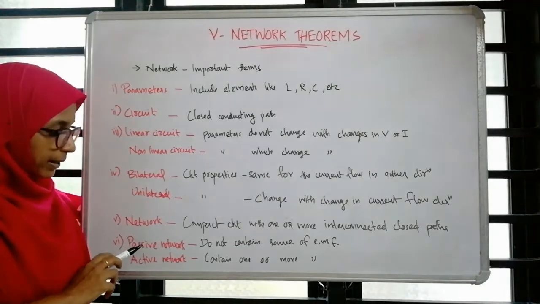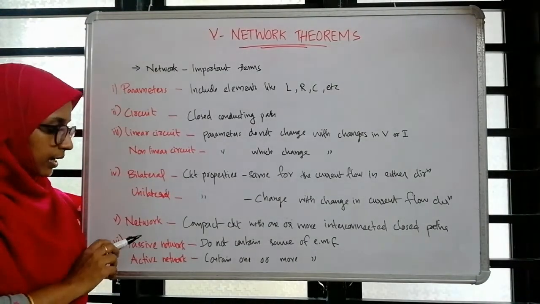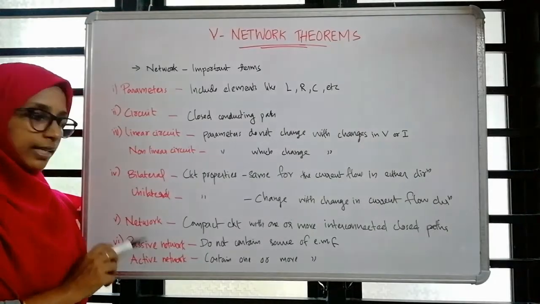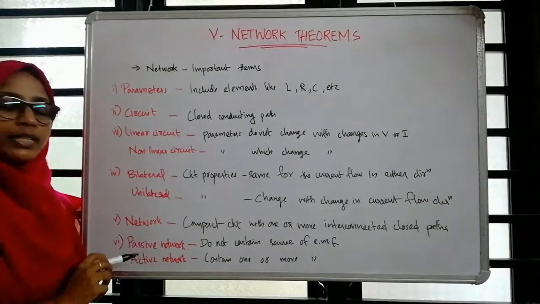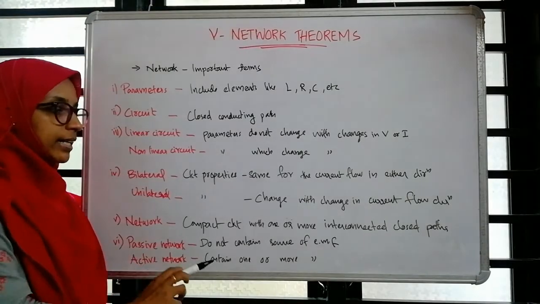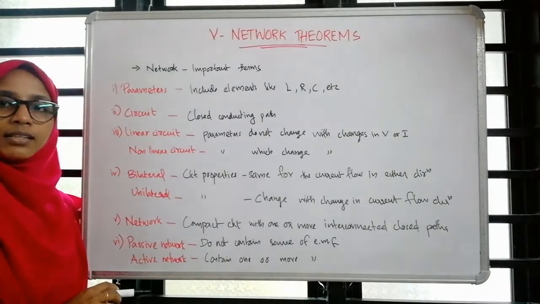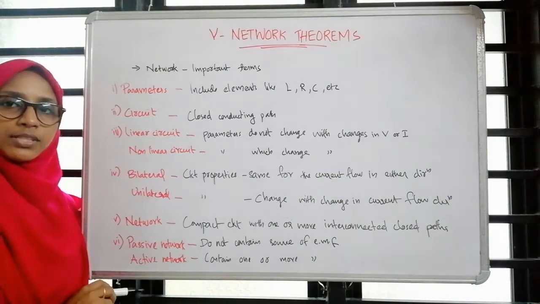And the next one, passive and active network. If a particular circuit does not contain any source of EMF, that is said to be passive. If it contains one or more sources of EMF in that circuit, that is said to be an active circuit.